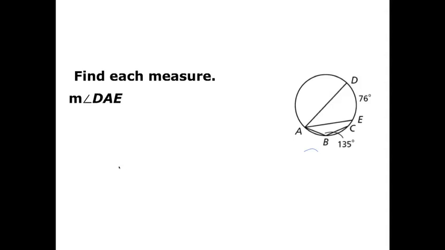Now I want to find the measure of angle DAE. DAE is just this angle right here. So I want to find the measure of that angle. That's an inscribed angle, and its intercepted arc is arc DE, which measures 76 degrees. So I'm just going to take half of that. Half of 76 is 38 degrees.